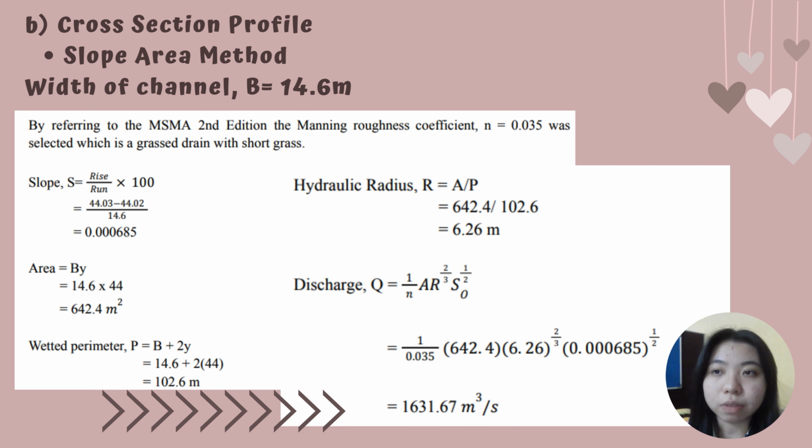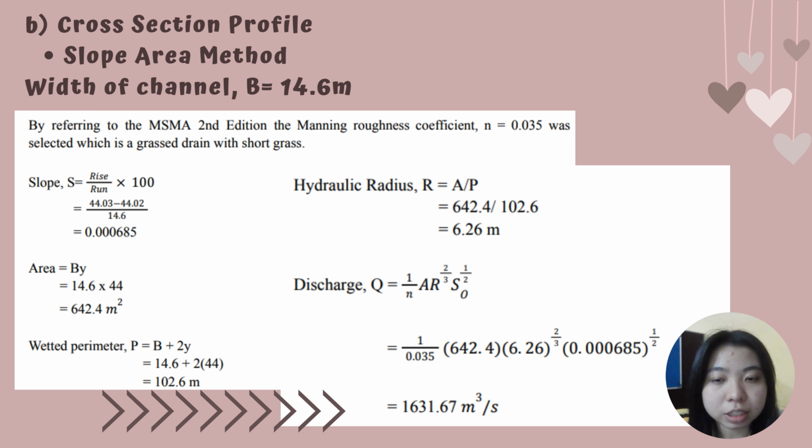The second method we use to find the discharge is the cross-section profile slope area method. The width of the channel is equal to 14.6 meters. By referring to the MASMA second edition, the Manning roughness coefficient N equal to 0.035 was selected, which is grass drain with short grass. We find the slope by using Google Earth Pro. We get 0.00685. The area of the channel is equal to 642.4 meters squared.